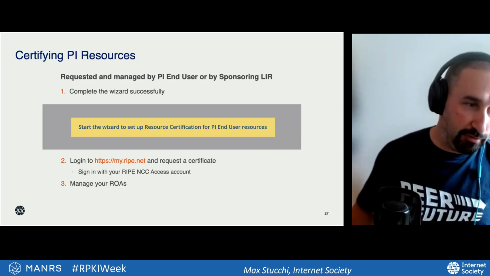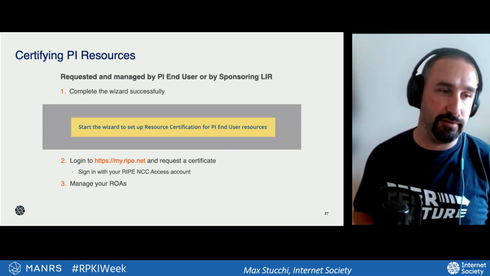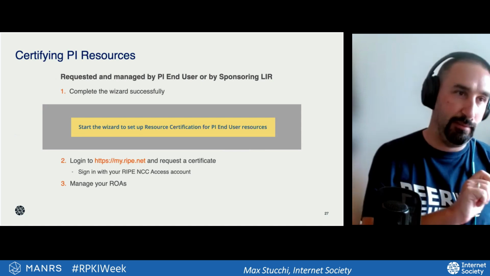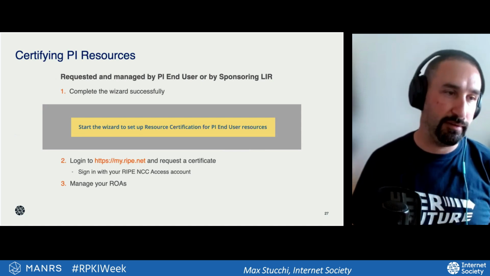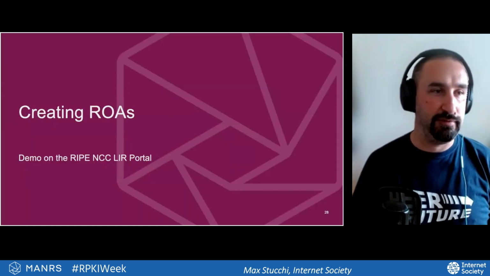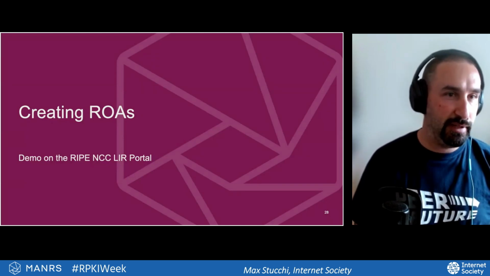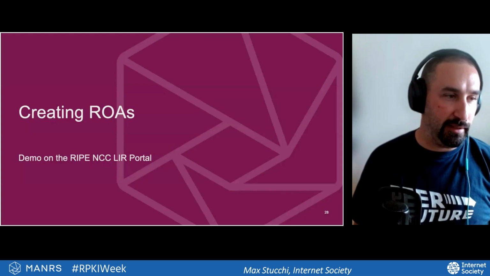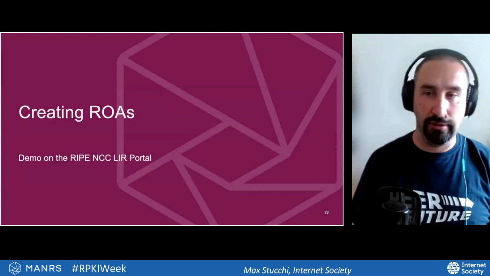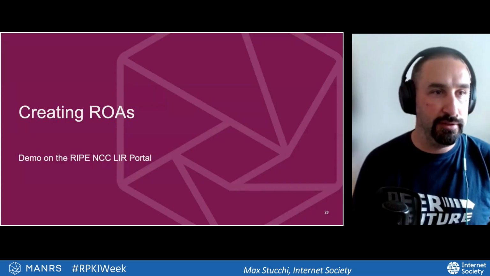At RIPE, you can also certify PI resources, but there's a specific procedure you have to follow, but you can do that. But that's very specific for the RIPE region. I left it there because it shows that they have thought about everything. And then here we have a demo on creating ROAs. So let me stop sharing the slides.